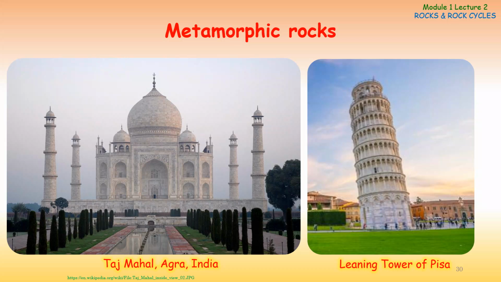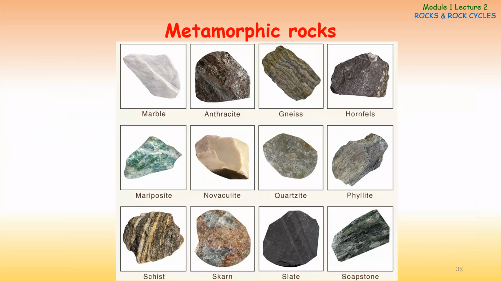White marble, a metamorphic rock, was transported from mines in Makrana, Rajasthan to Agra for the construction of the famous Taj Mahal. The Leaning Tower of Pisa is also made from metamorphic rocks. Slate, phyllite, gneiss and quartzite are a few examples of metamorphic rocks.